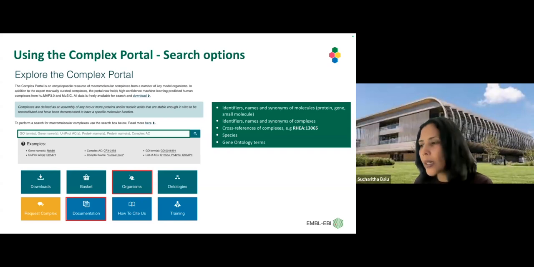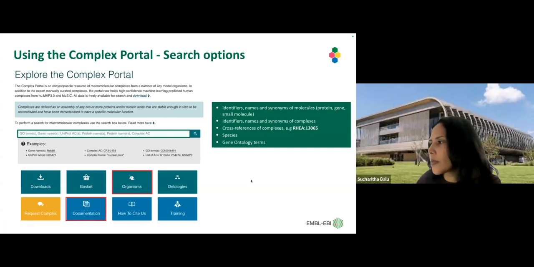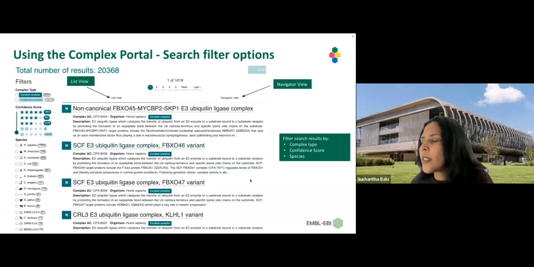If you are interested in complexes from specific species, then you can just click on the organisms and directly select what you're interested in. All of this information on the search possibilities you'll find in the documentation tab here. If I did a search for all with an asterisk, I get this whopping big list with 20,000 complexes. It looks a bit overwhelming, but you can filter this.